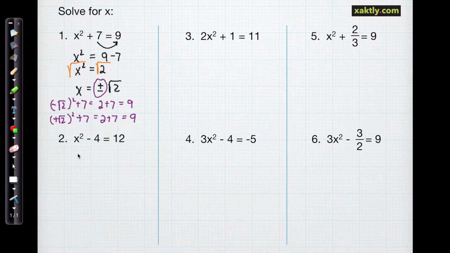We'll do number 2 in an analogous way. First, pick the low-hanging fruit. Move that 4 by addition over to the right side. So we have x squared is equal to 16. And that's an easy square root to do. Take the square root of both sides, and we'll get x is equal to plus or minus 4.